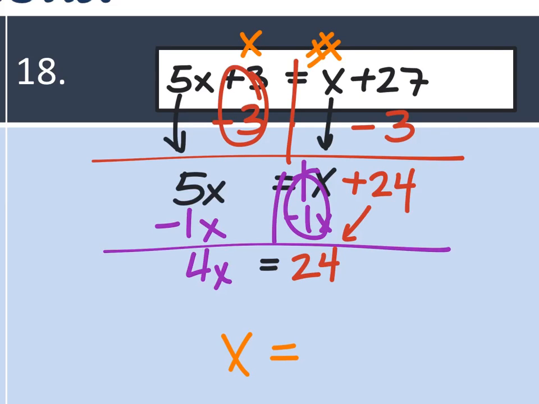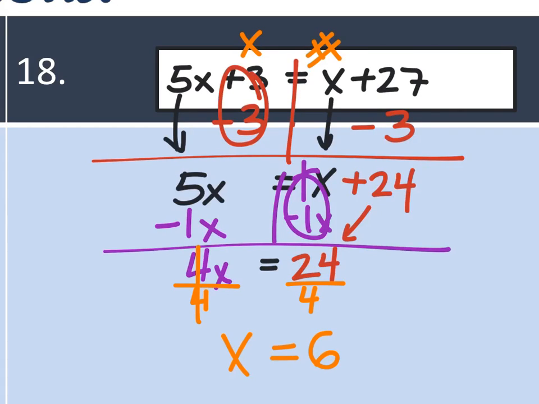So 4x equals 24. Some of you may have had the answer by this time. In fact, at this point, some students don't even show this last step. I still recommend that you do, but some students say, I know I can do this in my head. Divide both sides by the coefficient of 4. 24 divided by 4 is 6.